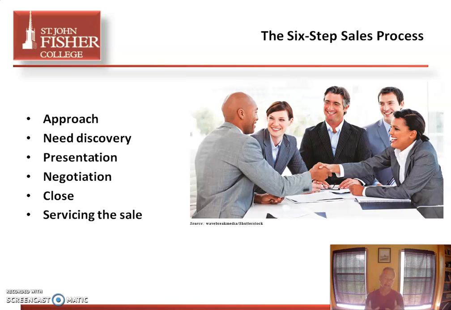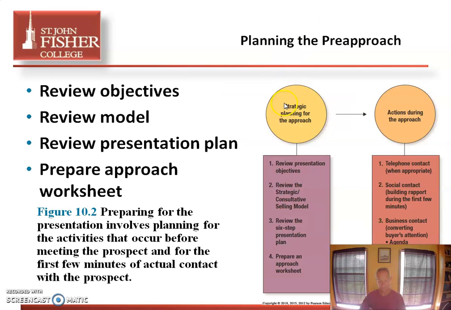This entire chapter is only on the first step of that 6-step sales process, which is the approach. That's the whole focus of this chapter. The next chapter, chapter 11, is all about needs discovery. Chapter 12 is presentation. 13 is negotiation. 14 is closing and servicing the sale. So again, chapter 10 is all about the approach.